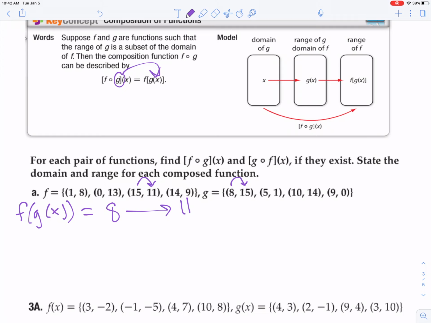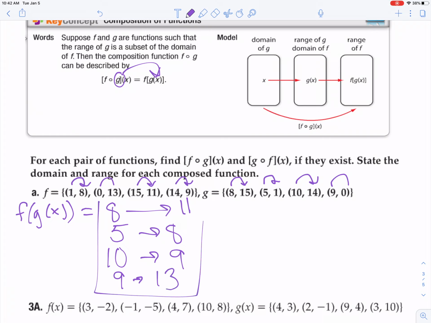Let's do another. You just keep on going down the line. So 5 becomes 1. If I come over here to the f side, 1 becomes 8. 10 becomes 14. 14 becomes 9. 9 becomes 0, and 0 becomes 13. So that's your answer for this segment.